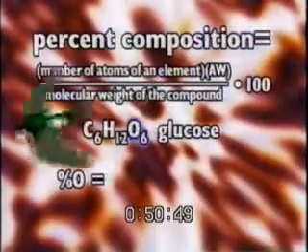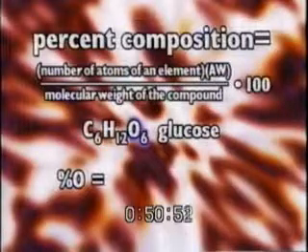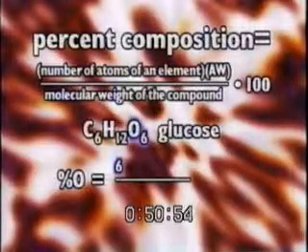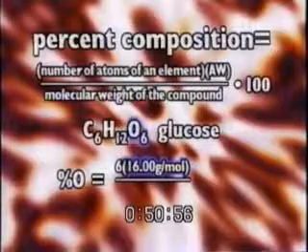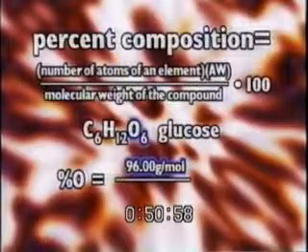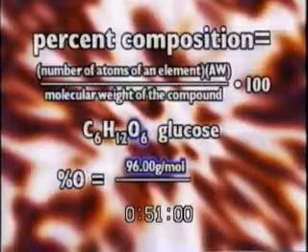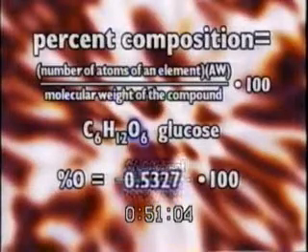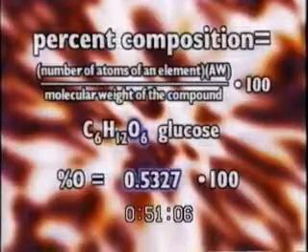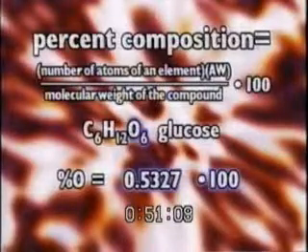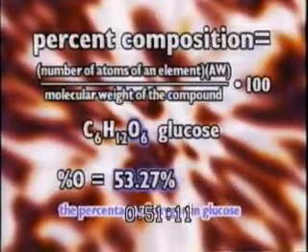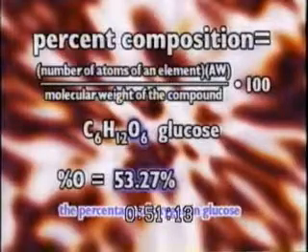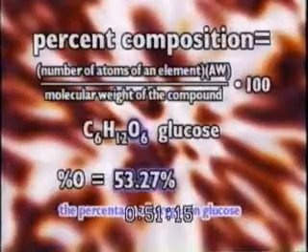On to oxygen. We'll fly through this one since I'm sure you've gotten the hang of this by now. 6 oxygen atoms times 16 grams per mole equals 96.00. 96.00 divided by 180.2 grams per mole equals 0.5327. 0.5327 times 100 equals 53.27. The compound glucose is 53.27% oxygen.